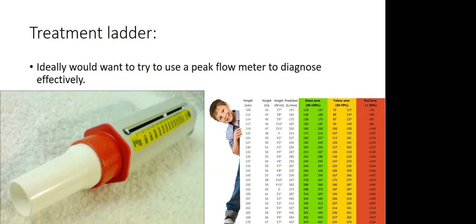So a child in the red zone: if you use the peak flow, get them to blow in, and you see that it's less than these numbers. Imagine another example: the height is 160, and you move across and you see the peak flow is only 180. That puts the child in the red zone. So that will tell you this child has a very severe asthma attack going on.